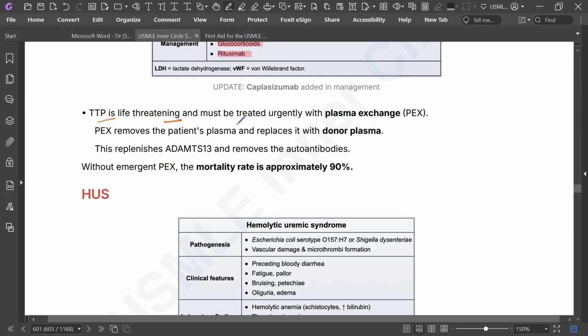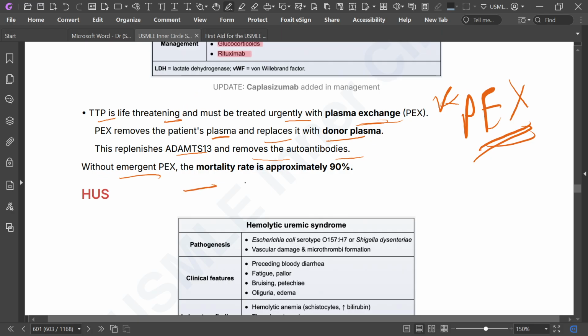TTP is life-threatening and must be treated urgently with plasma exchange. This is very high priority. Plasma exchange should be given immediately if you diagnose it. It removes the patient's plasma and replaces it with donor plasma. This replenishes ADAMTS13 and removes autoantibody. Without emergent plasma exchange, the mortality rate is approximately 90%. If you diagnose TTP, go for plasma exchange.